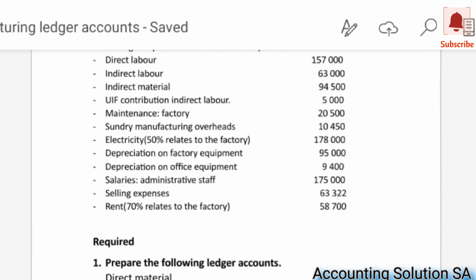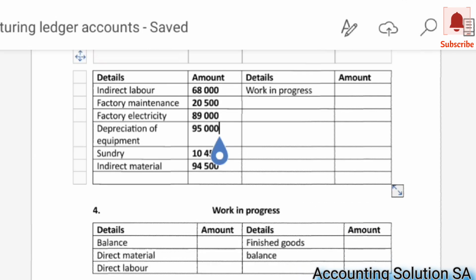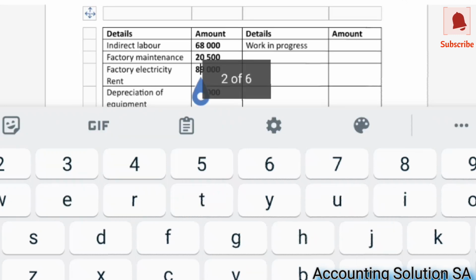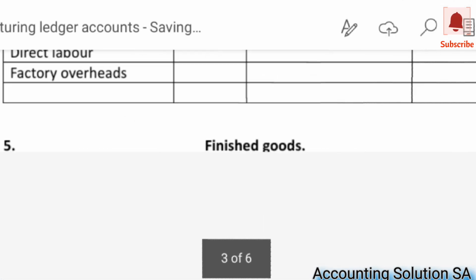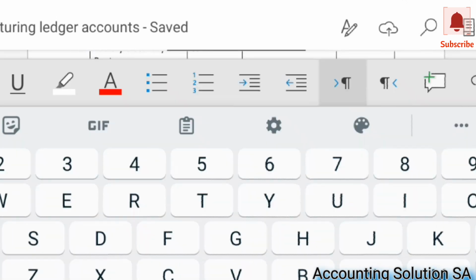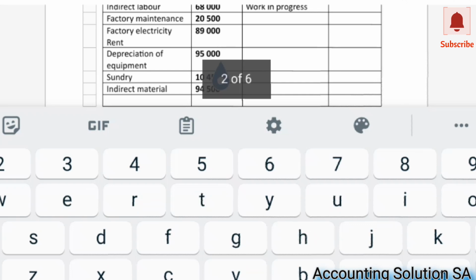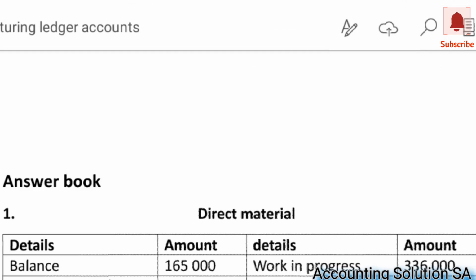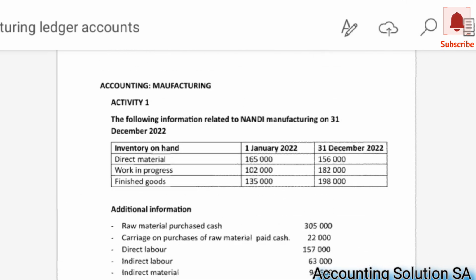And the rent is 58,700, but they said only 70% is related to the factory, which means that you have to say amount of 58,700 multiplied by 70%, which is 41,090. Rent is 41,090. Apologies about that, let me go back. 41,090. Simple as that. Now we are done with the transactions, guys.